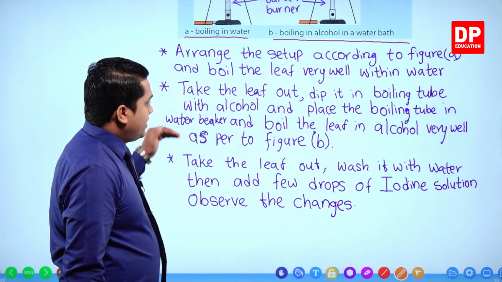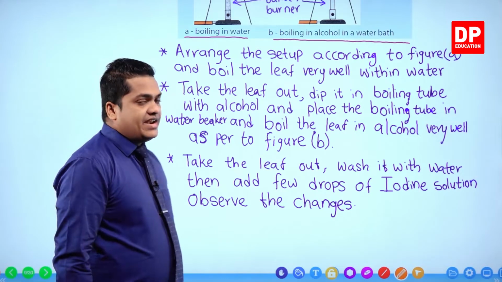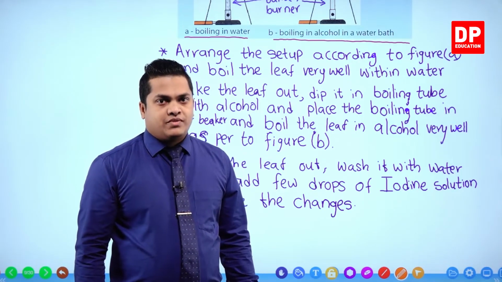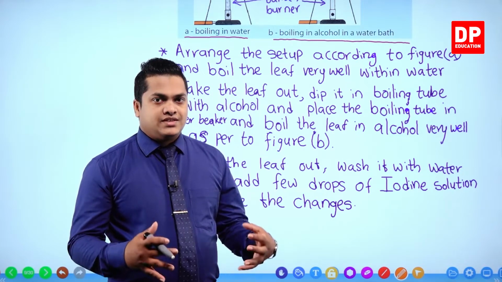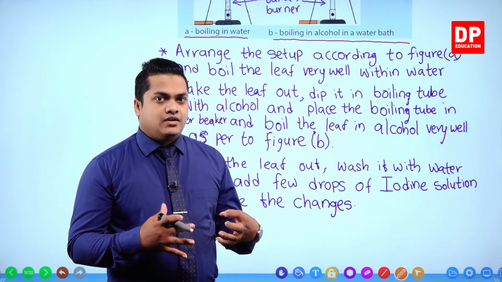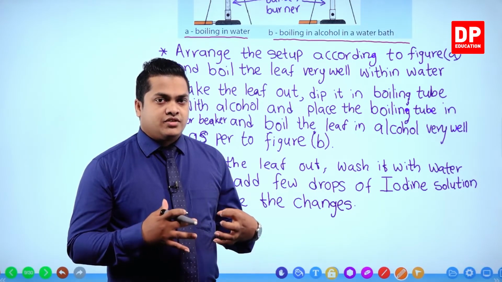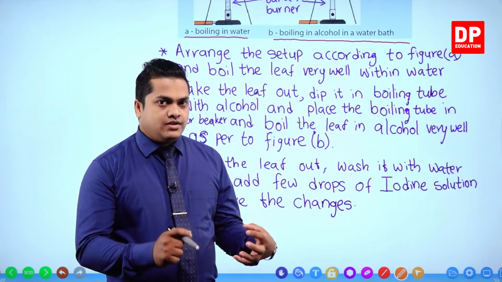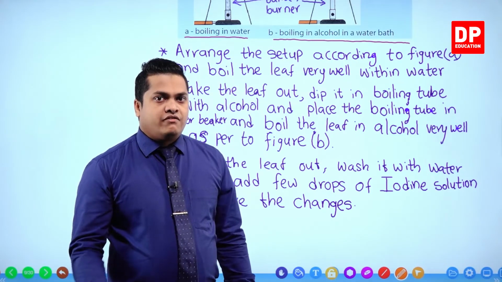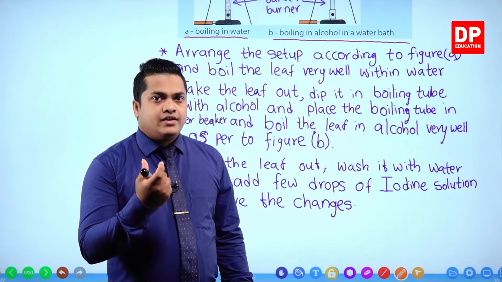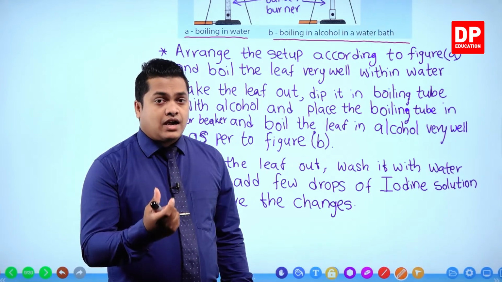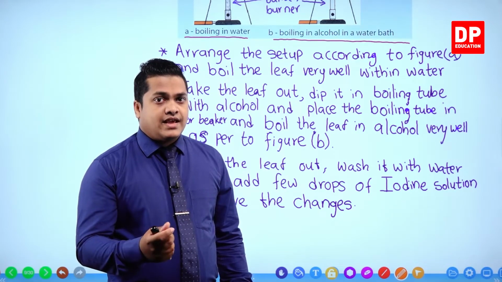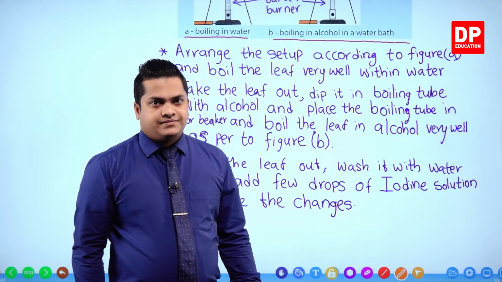So these are the 3 main steps. Finally, adding iodine solution, we need to observe the color change, my dear children. So this is how to prepare a leaf for the starch test. If you follow these steps clearly with the given instructions, finally you will obtain not a green color leaf, but a leaf that has a faded light color.